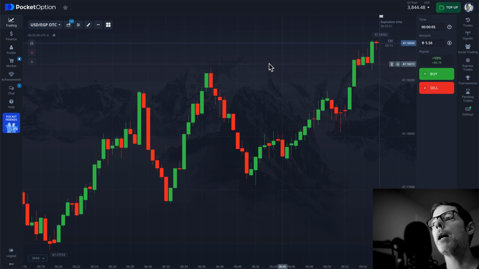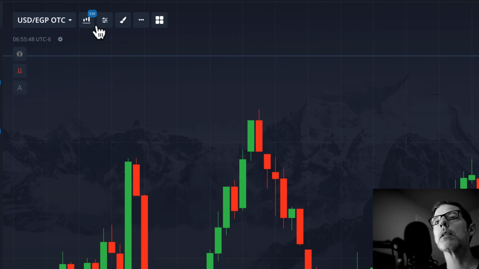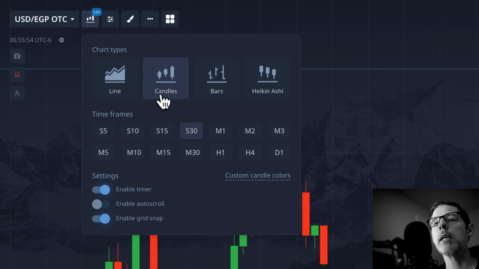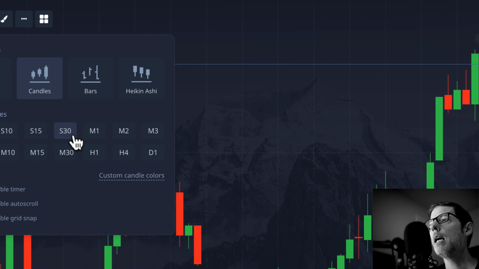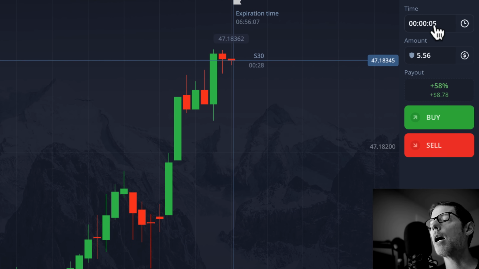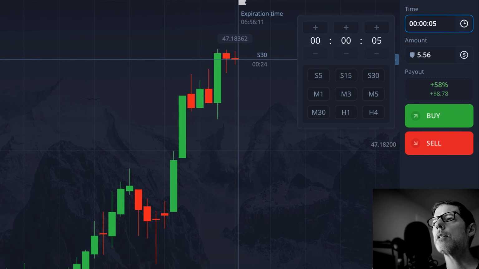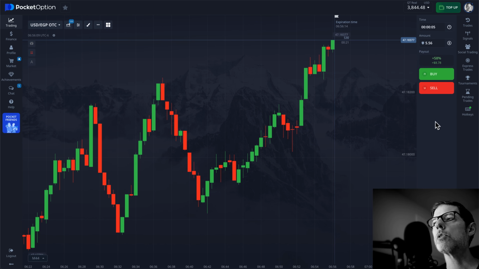So let's go back to Pocket Option, and I'm using the regular candlesticks. If you want to follow along, you can just set the chart type to regular candlesticks right here. The time frame is going to be 30 seconds. Make sure to have S30 selected. And then over here with the timer box, I have this set to 5 seconds, right?